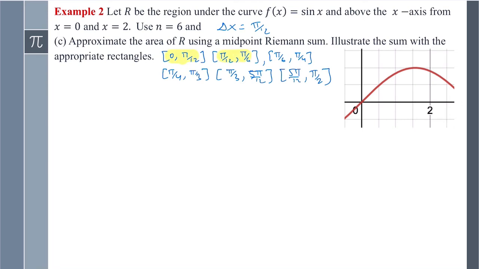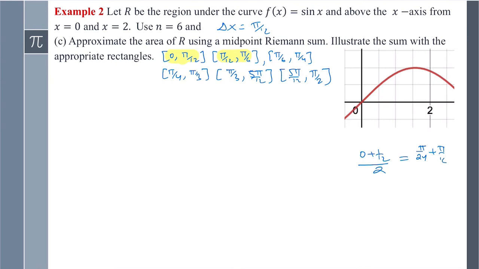So don't put pi in the calculator. For the first one, you can do 0 plus 1 over 12 divided by 12. That gives us 1 over 24, but we have that pi, so you can write pi over 24. And then after that, you can just keep adding pi over 12 to get the next midpoint and so on.